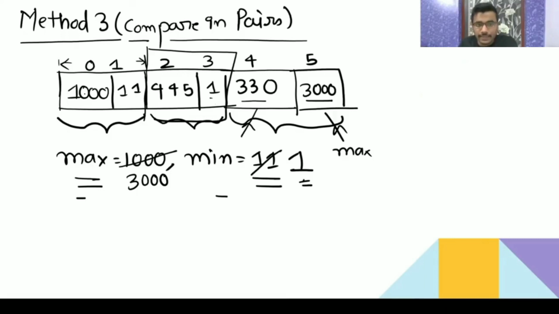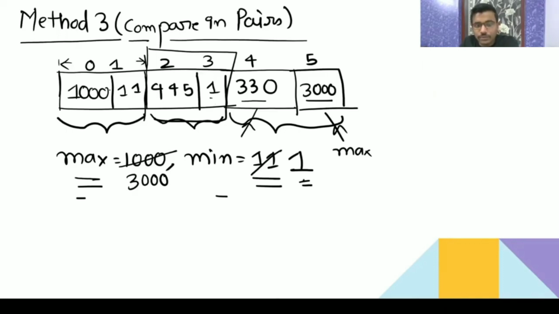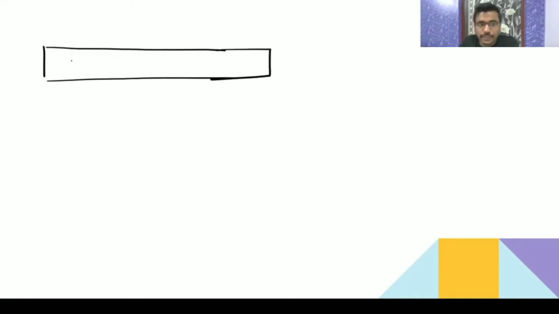Fine. And this is the case when it is even. Now, when it is odd, when I have an odd array: when it is even, I'm able to make 2-2 pairs. When it is odd, say 1000, then 11, then 445, then 1 and 330. Okay, I'm assuming this.